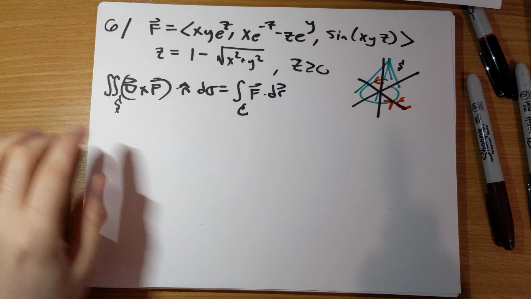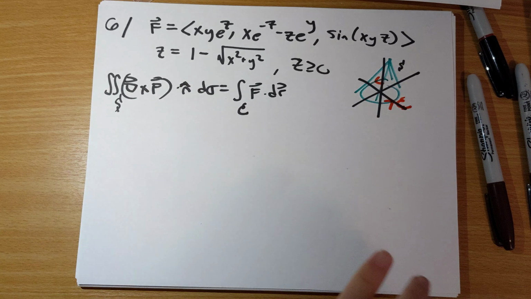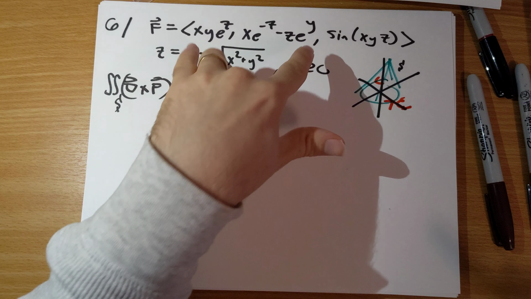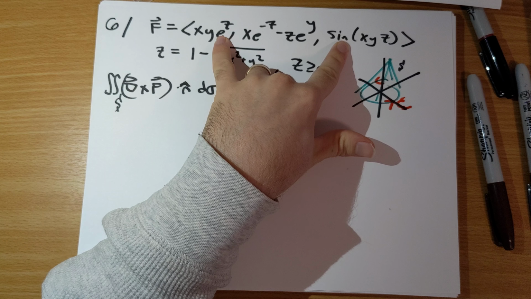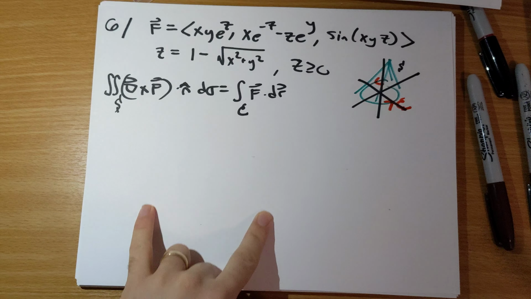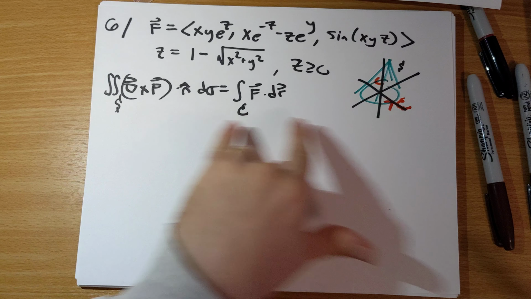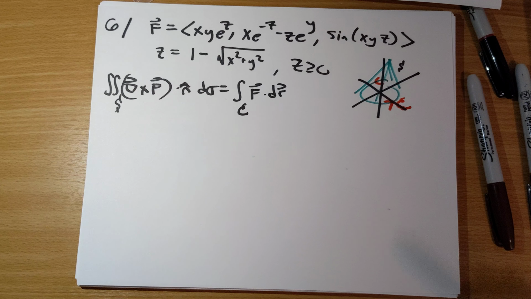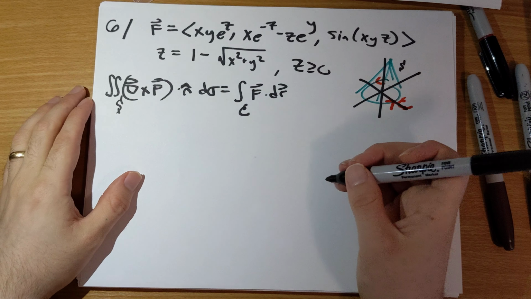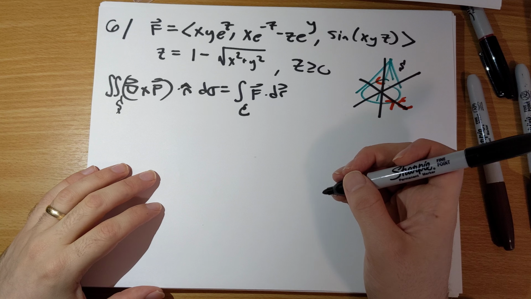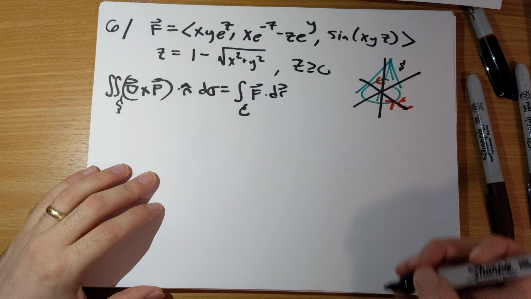Okay, we don't want to compute this. The thing I do not want you to do is compute the curl of it. That would be very, very messy to do, and then do this double integral. It's far, far easier to just integrate f along the boundary here.